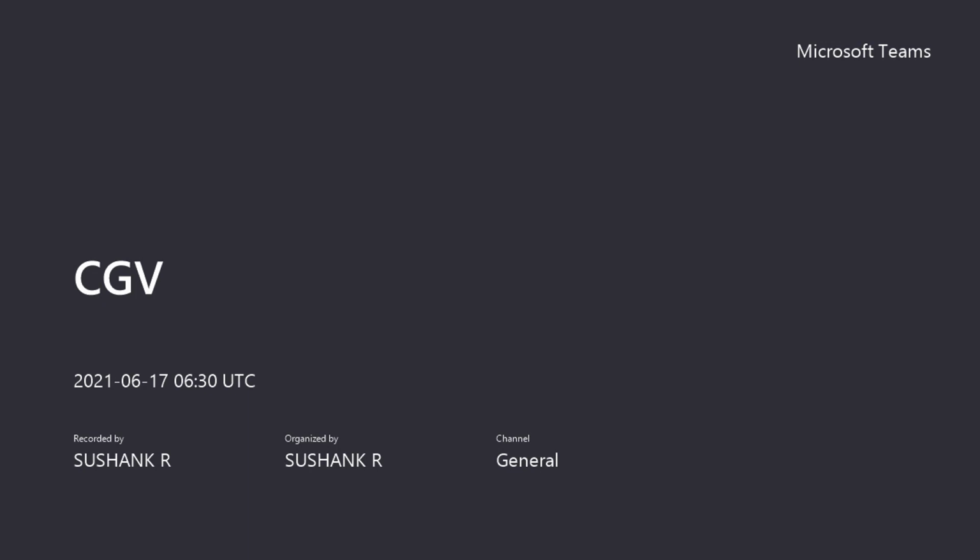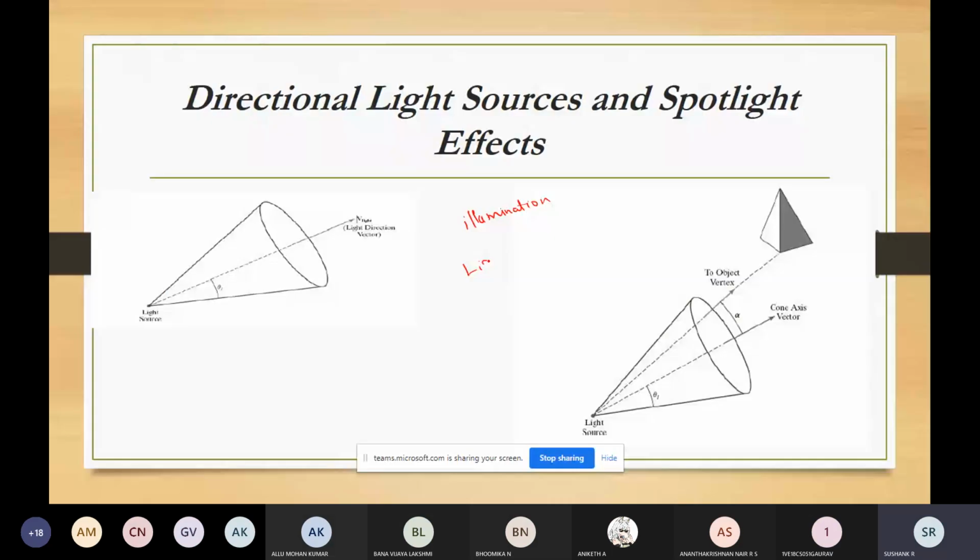So in the illumination model, after that we studied the light sources. We had two different sources: one was the point source, and the other was the light from distant sources. So these two light sources we studied.